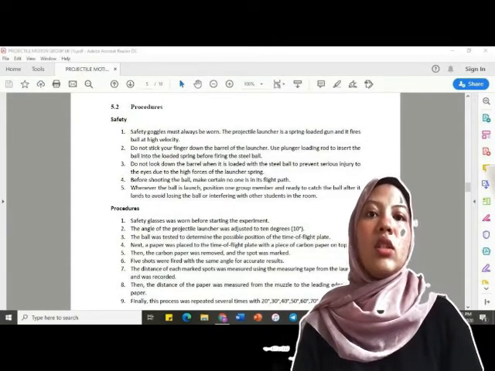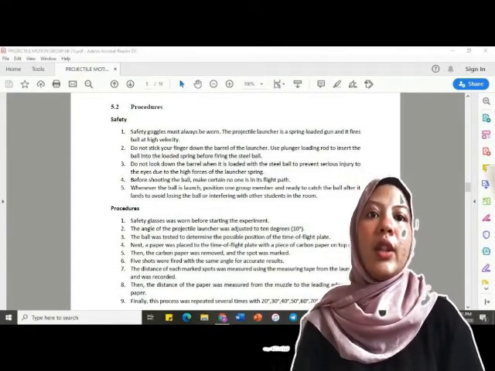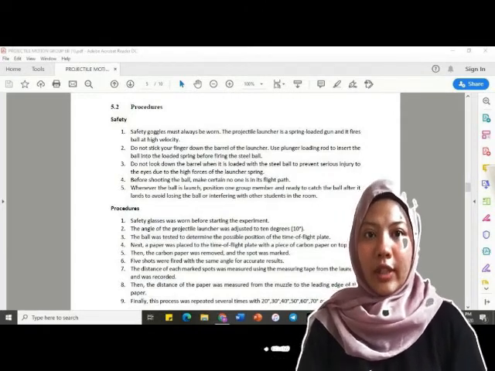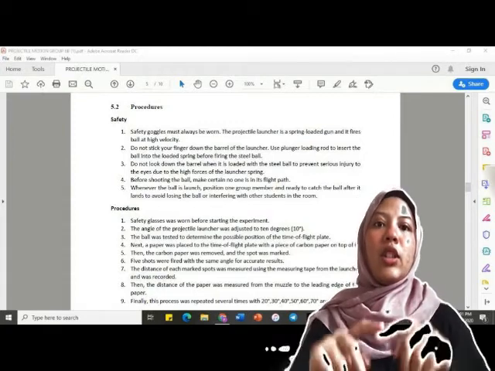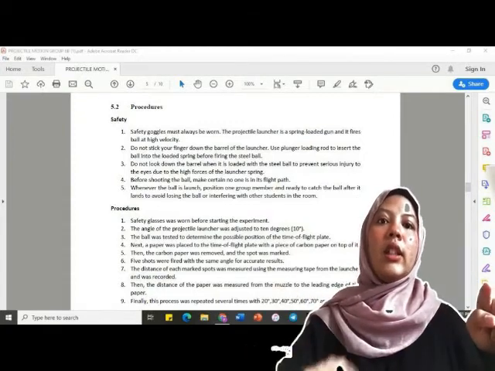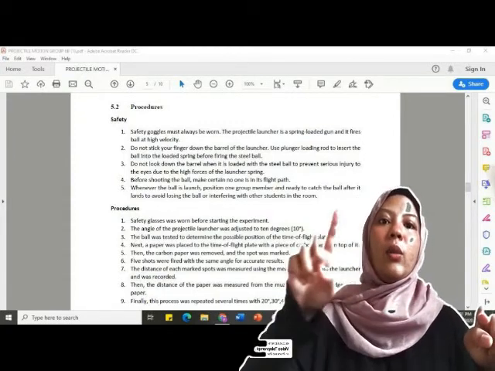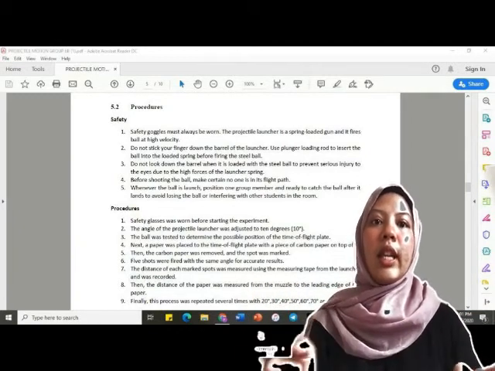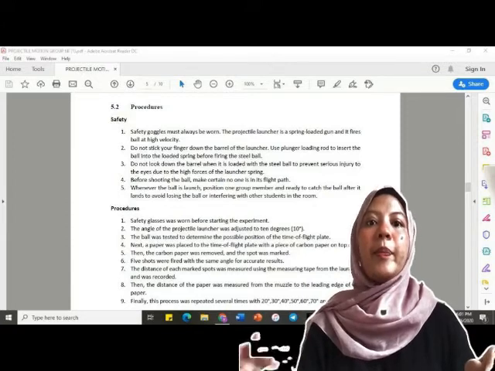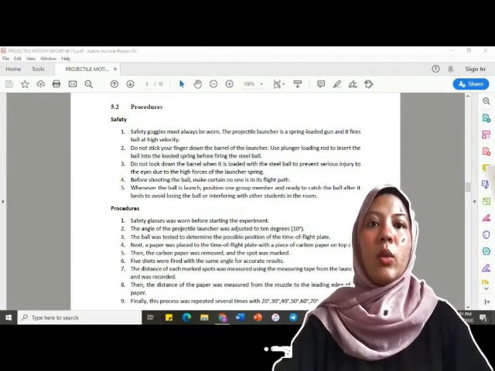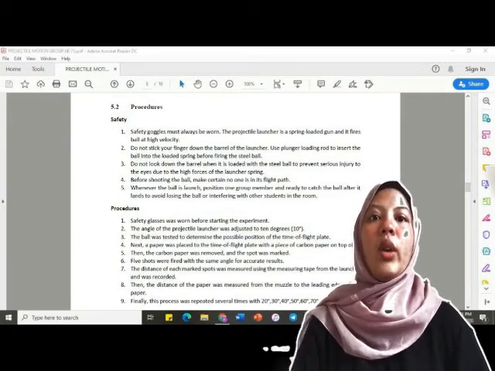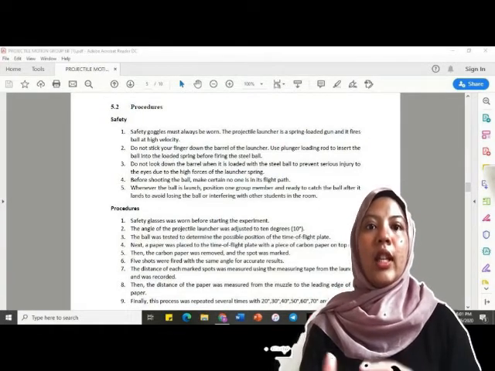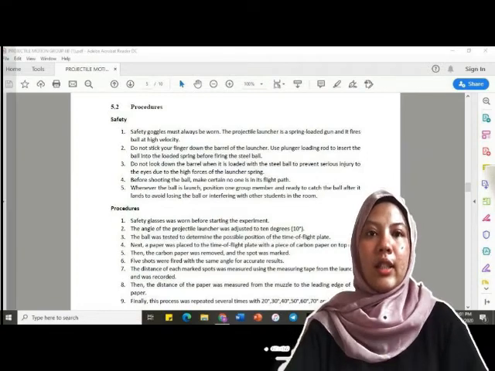Next, 5 shots were fired at the same angle for accurate results. And the distance of each marked spot was measured using a measuring tape from the launcher and was recorded. Then the distance of the paper was measured from the muzzle to the leading edge of the paper. Finally, this process was repeated several times with 20 degrees, 40, 50, 60, 70 and lastly 80 degrees. That's all. Thank you.